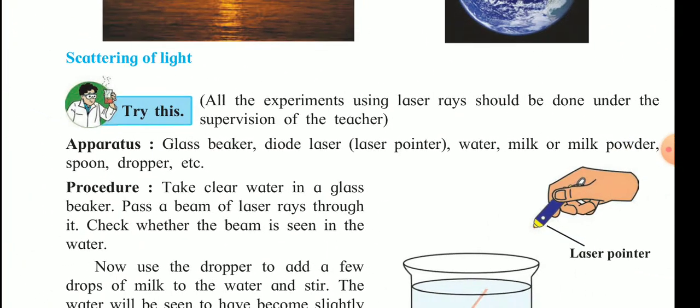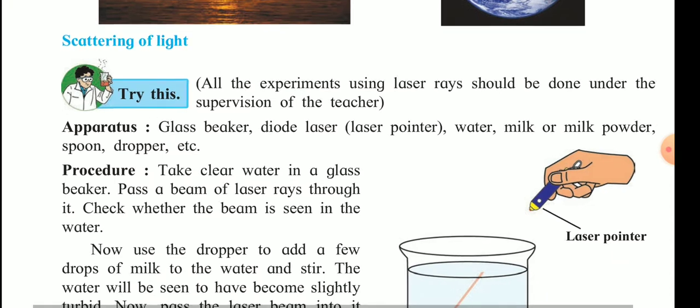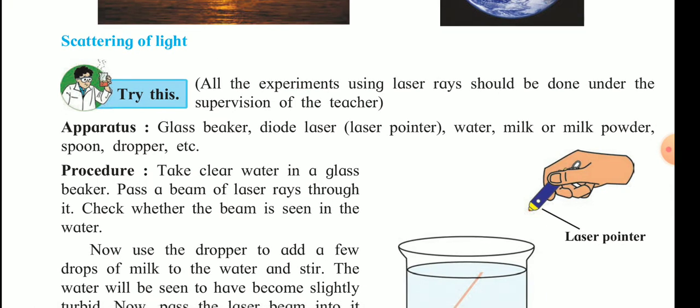Now let us see this experiment on scattering of the light. All the experiments using laser rays should be done under the supervision of the teacher. Now the apparatus, you see here: a glass beaker, a diode laser, that is a laser pointer, which you get in the market, then water, milk or milk powder, spoon, dropper, etc.